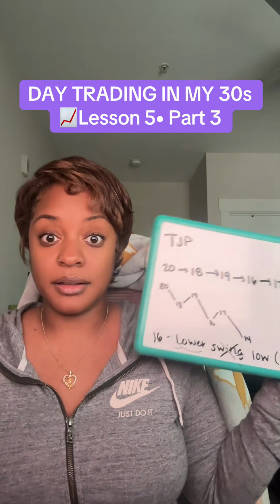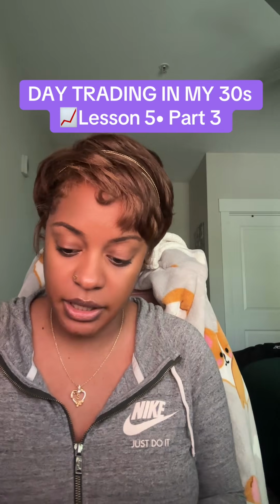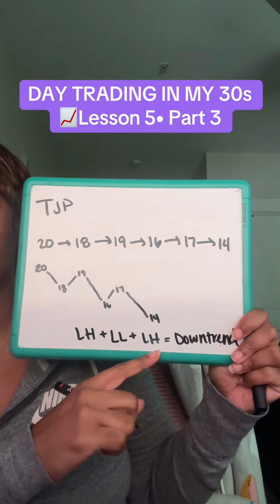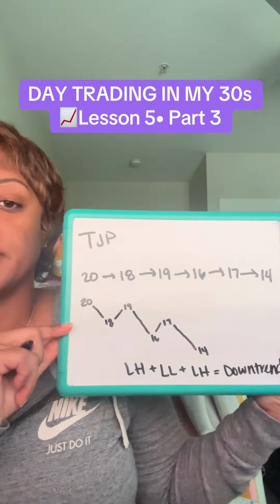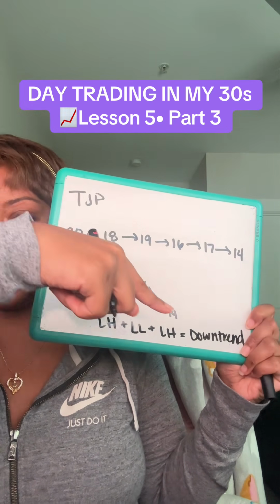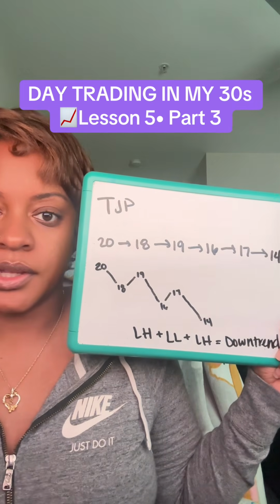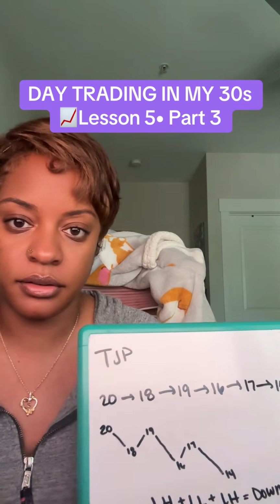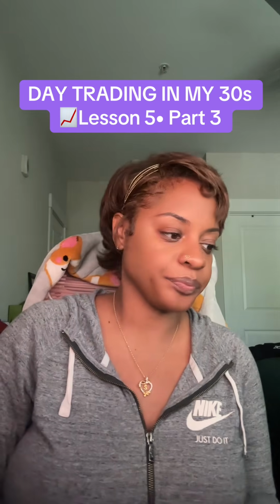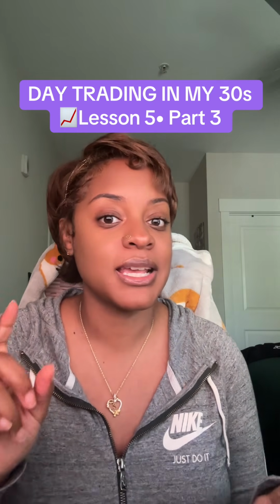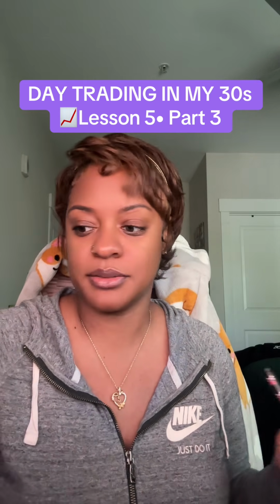Got it? And when you start, let's put them together. When you start seeing lower highs plus lower lows plus lower highs, you get a downtrend because what does this graph look like it's doing? Going down, it's traveling down. Lower highs plus lower lows plus lower highs equals a downtrend. All right. Look at that. We know what a swing high is, a swing low is, higher highs, higher lows, lower highs and lower lows. All right.